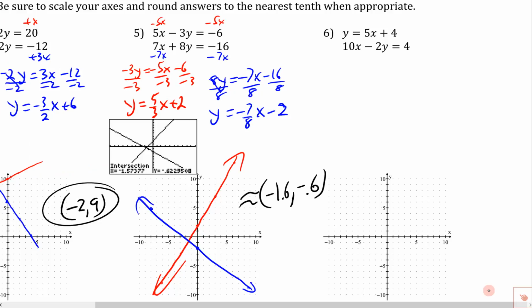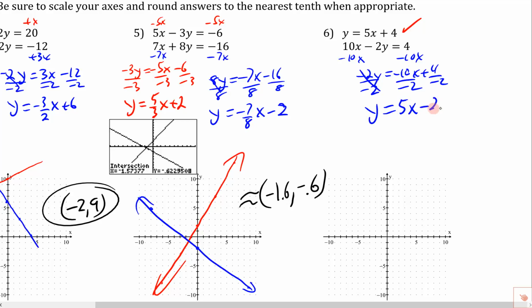Okay, we've got a nice advantage on this last one here. That one is all set to go in slope-intercept form. Let's take a look at the other one. I need to move that over, so I'm going to subtract 10x. So this is going to be -2y equals -10x plus 4. We're going to divide everything by -2. So we get y equals 5x and then -2. So that's what we're going to graph. We're going to graph the two of these.